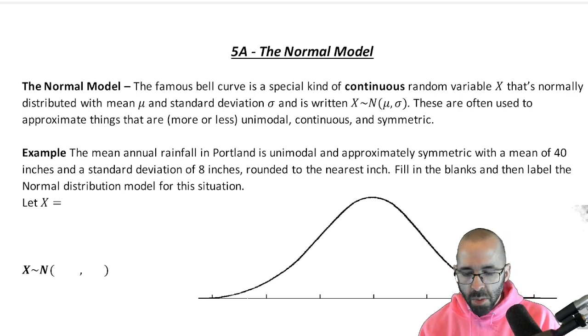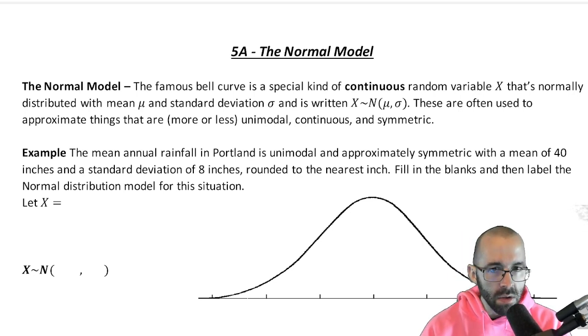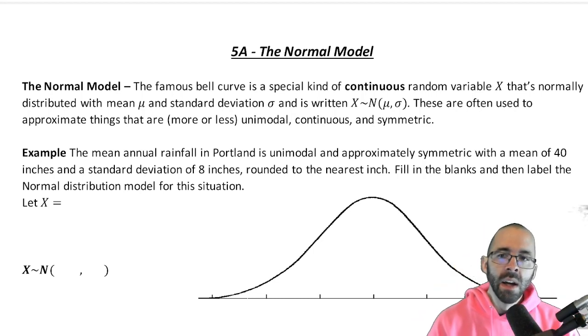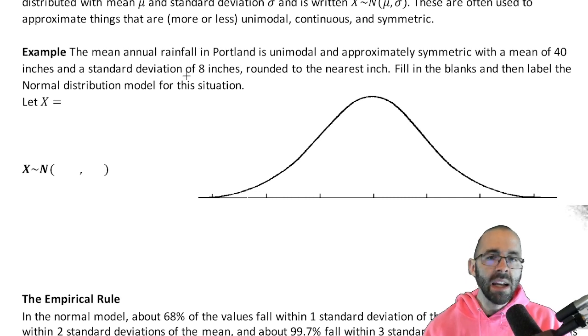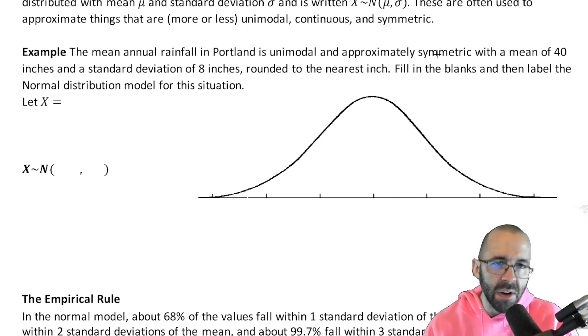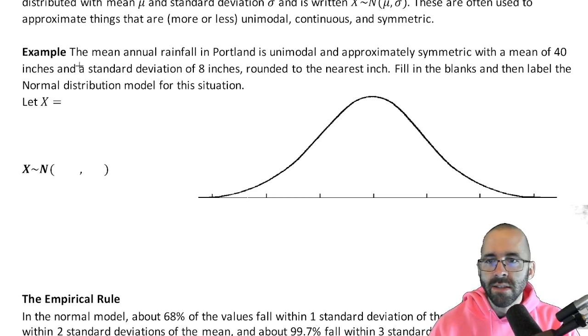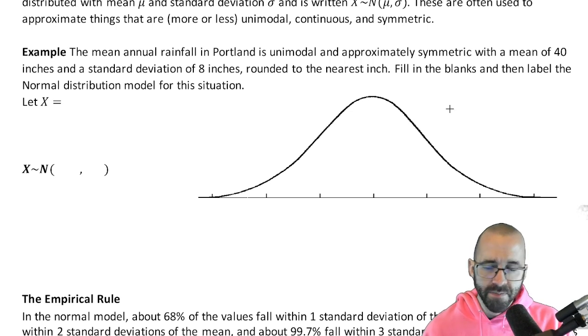So we'll use these to approximate things that are more or less unimodal, continuous, and symmetric. So one peak, continuous, not discrete, and symmetric. So let's get into an example with this. Let's say we're looking at the mean annual rainfall in Portland. Let's say it's unimodal and approximately symmetric, not perfectly symmetric, but mostly symmetric, with a mean of 40 inches of rain and a standard deviation of 8 inches of rain. And we're rounding to the nearest inch here, okay? Fill in the blanks and then label the normal model for this situation.